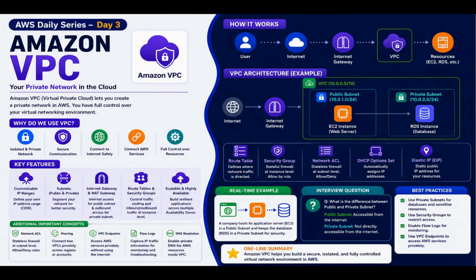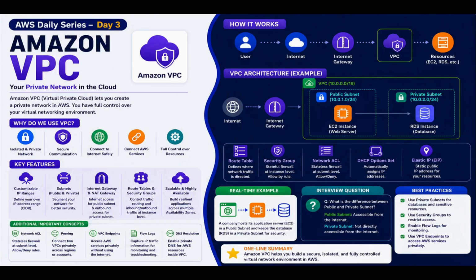So, first of all, what exactly is Amazon VPC? VPC stands for Virtual Private Cloud. In simple words, Amazon VPC allows us to create our own private network inside AWS. Now, you may ask, why do we even need a private network in the cloud? Let's understand this with a real time example.